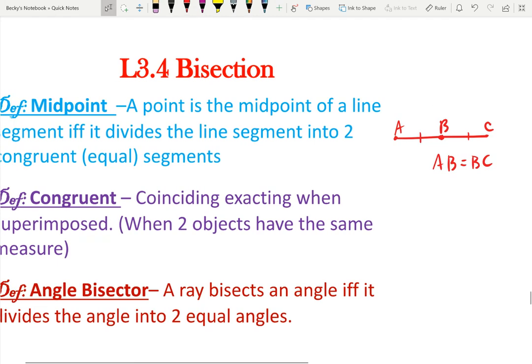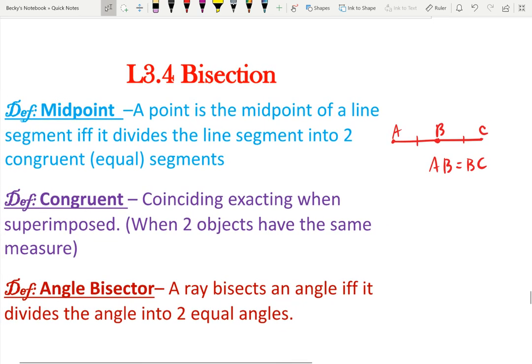Now, in the geometry world, we have a word that means the same measure, and that is congruent. Now, again, your textbook likes to make things sound much more difficult than what they are. The definition in your book says coinciding exactly when superimposed. And that just means the two images match up. They're exactly the same. If you were to put them on a window where light would shine through, or a light table, the two are exactly the same.